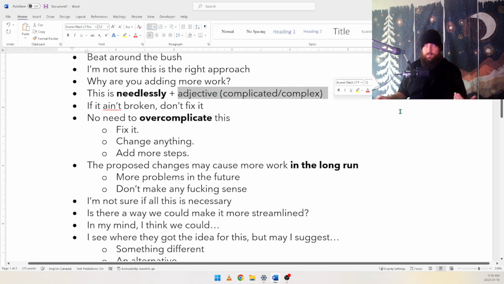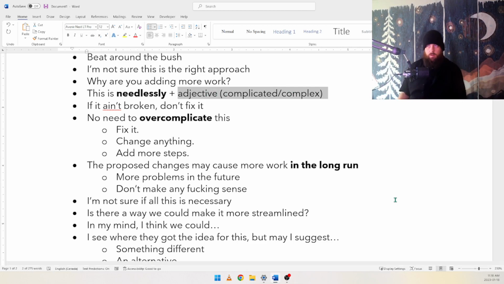This is needlessly complicated or complex. You can use that in many different scenarios. Oh my God, this hike is needlessly long. This movie is needlessly long. That scene was needlessly long. It didn't add anything of value to the movie.